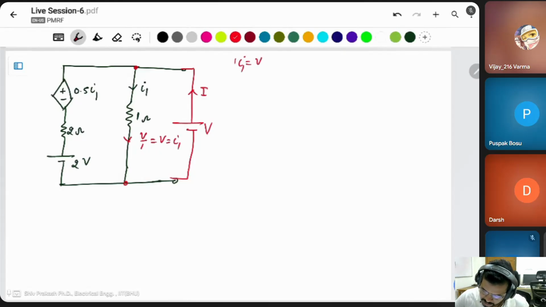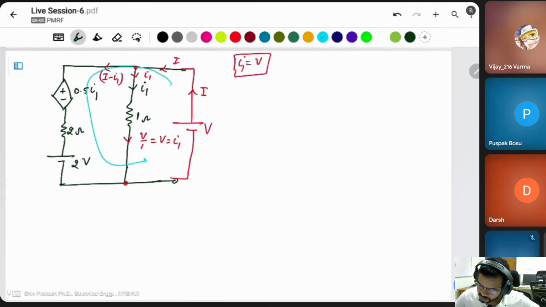Sorry, there is a mistake here. This is not a 3 ohm, this is a 2 ohm resistor. This is a 2 ohm resistor, 2 plus 1 is 3 ohm. The combination of these two is 6 into 3 is 18, divided by the summation of 9, is equal to 2 ohm.